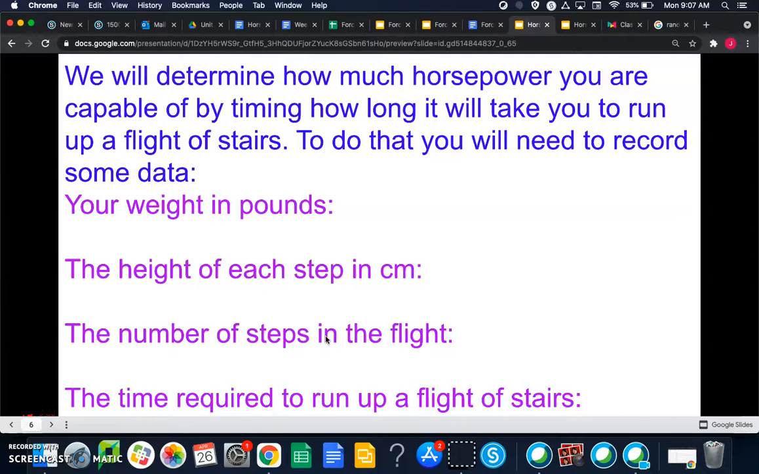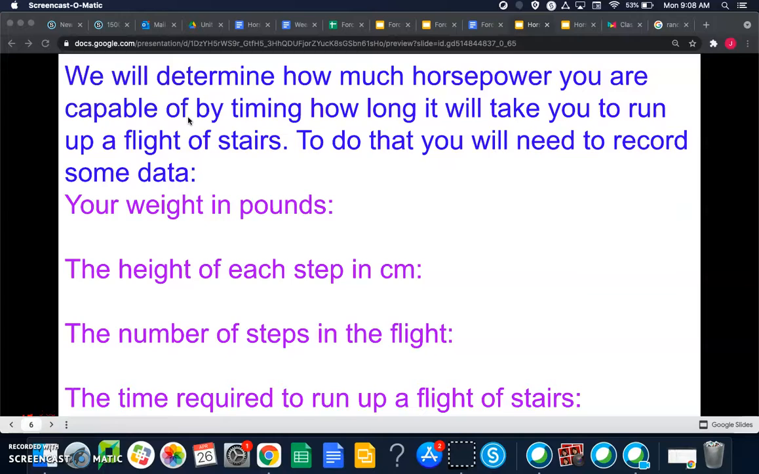And so what we're going to be doing is determining how much horsepower you are capable of outputting by timing how long it takes you to run up a flight of stairs.